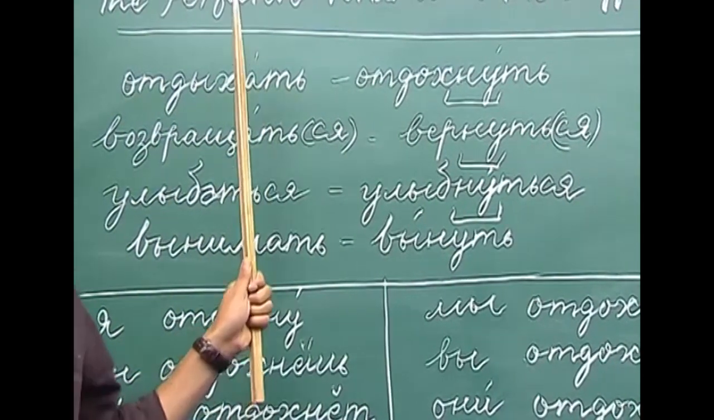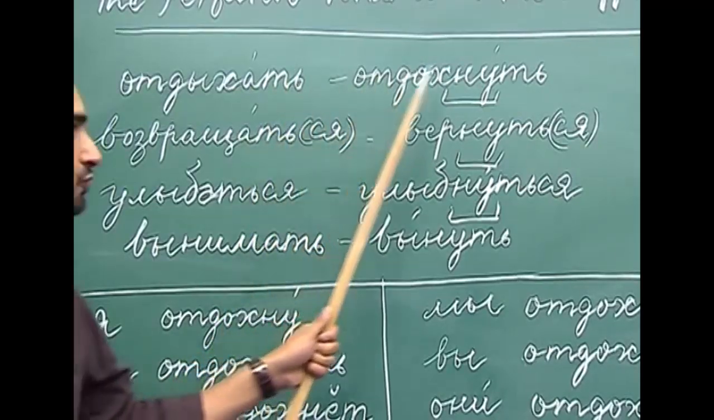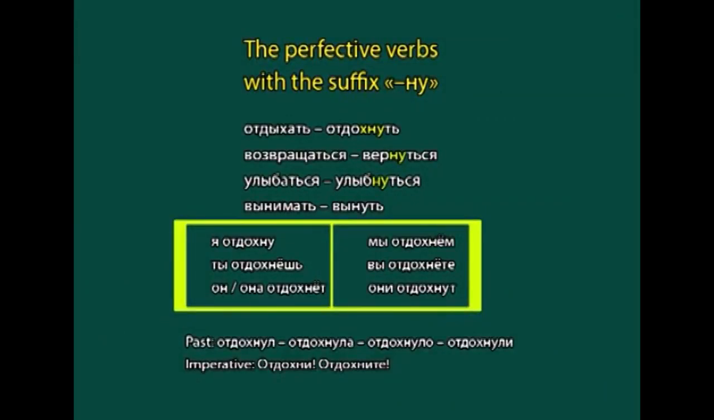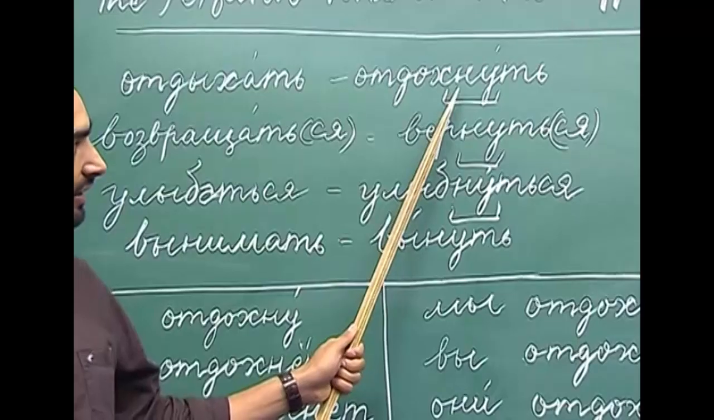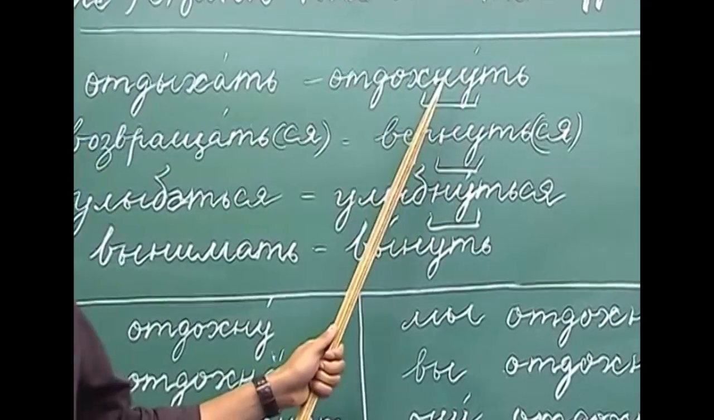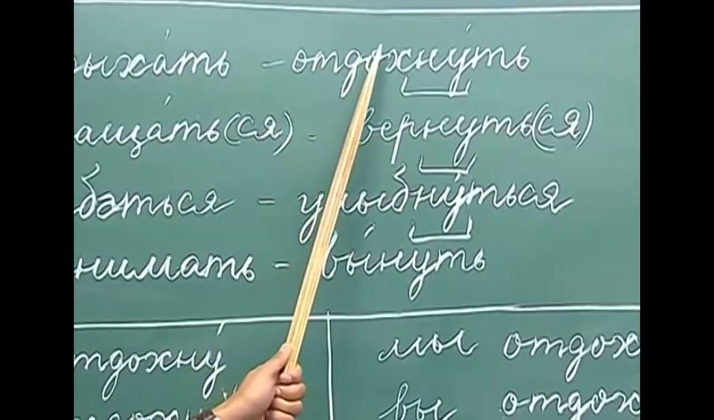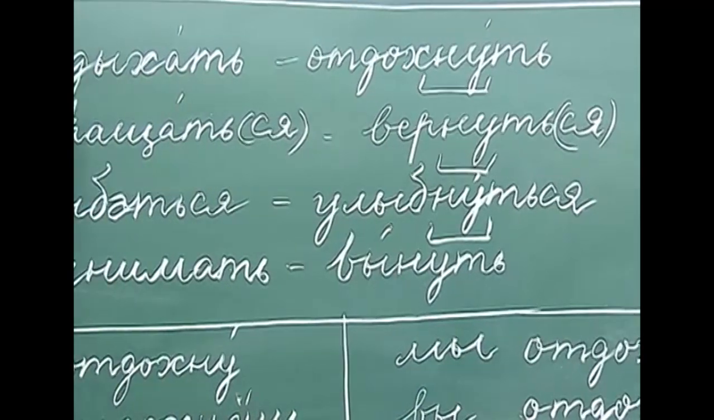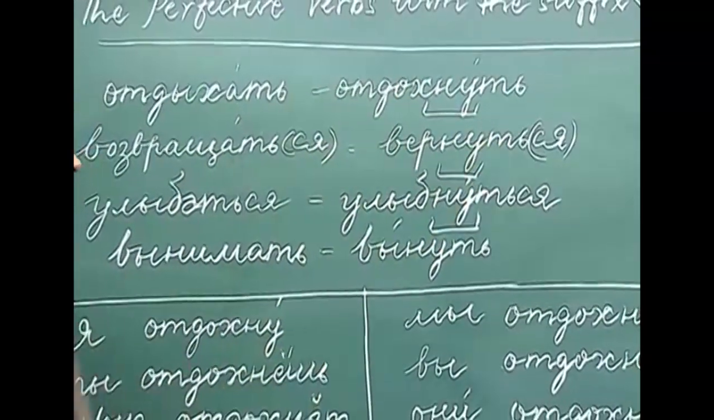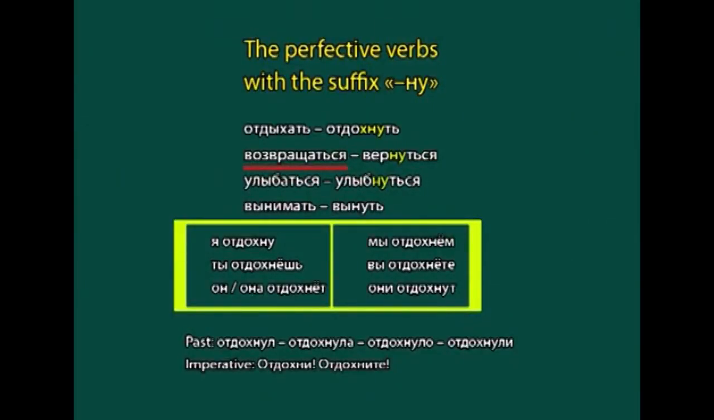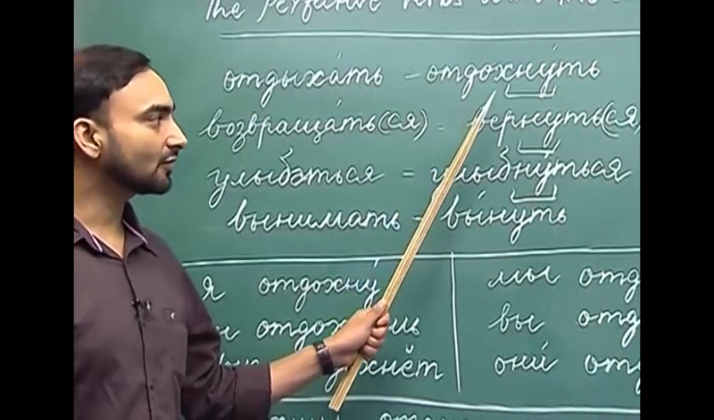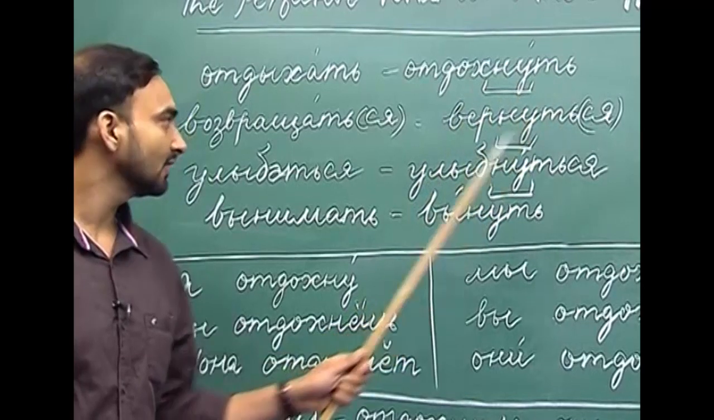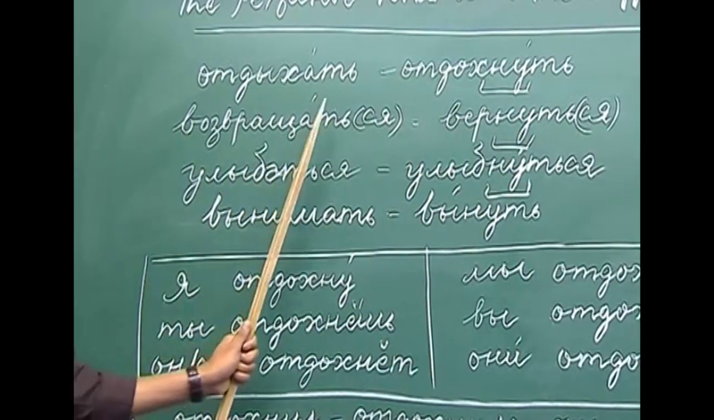And what is the perfective aspect? Adakhnut. So, here as you can see, nu is the suffix which has been used to make its perfective aspect. Addikhat, adakhnut. Similarly, vazvrashat or vazvrashatsya or virnut or virnutsa. Vazvrashat is to return.